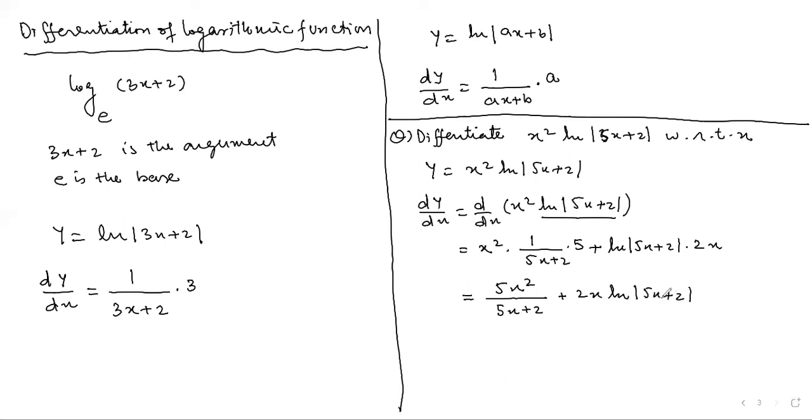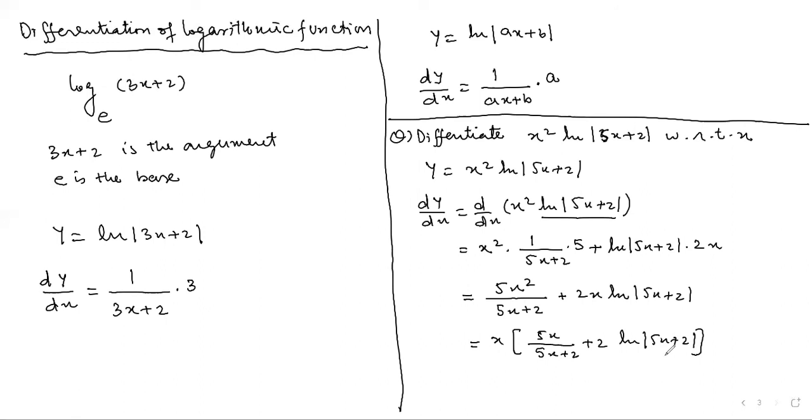We can take x as common, and this answer is also correct. If we take x common, then this one is x times 5x over 5x plus 2 plus 2 ln 5x plus 2. There may also be a question of the quotient rule where the expression contains a logarithmic function.